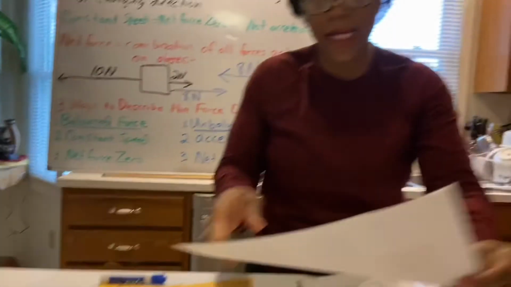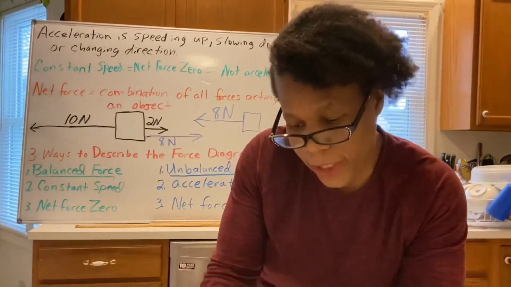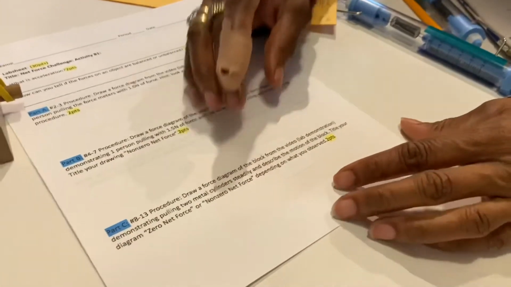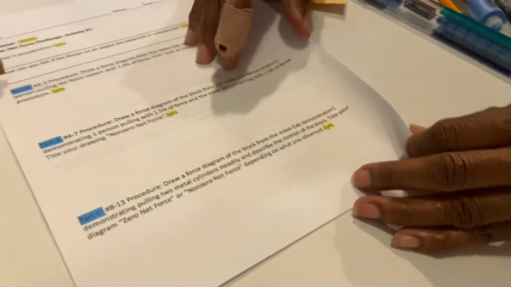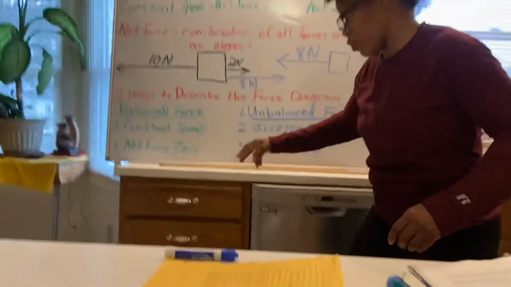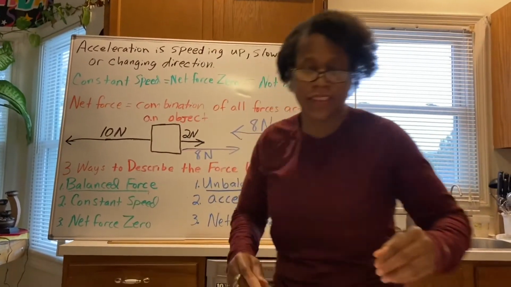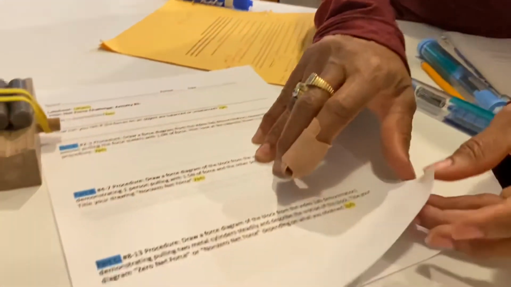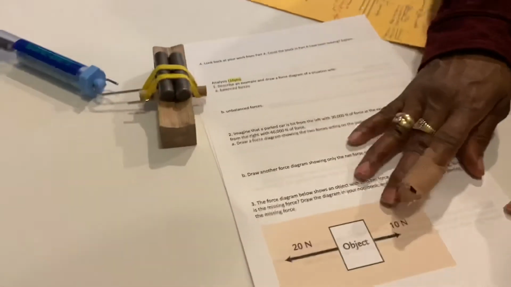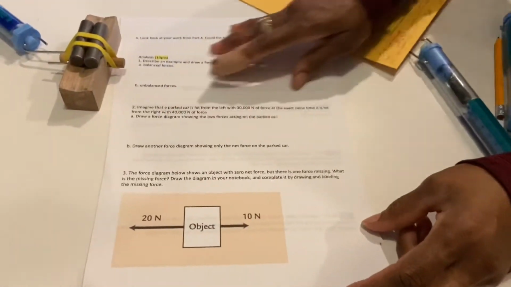Okay, so look here, class. It says, draw a force diagram of the block from the video, demonstrating pulling 2 metal cylinders steadily and describe the motion of the block. Title your diagram, 0 net force. This is the reason why it says that. 0 net force, because we know that it was constant speed, right? Okay, good. And now on the back side, we have analysis questions that you're going to be able to answer on your own. So you should be able to do this based on what we did in lab. Make sure you go back to the board to help you.